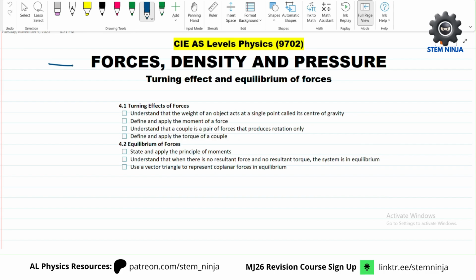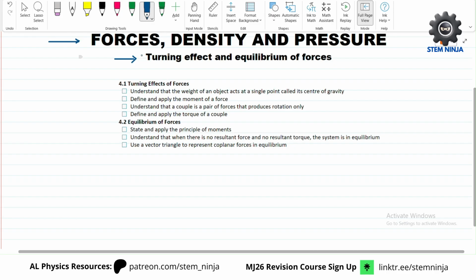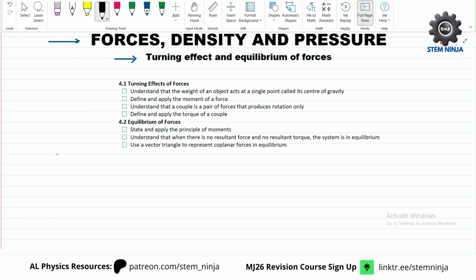Today we're going to talk about the forces, density, and pressure topic. So the first two subtopics of this are turning effects of forces and equilibrium of forces. This is a simple topic, not a lot of complication in it.